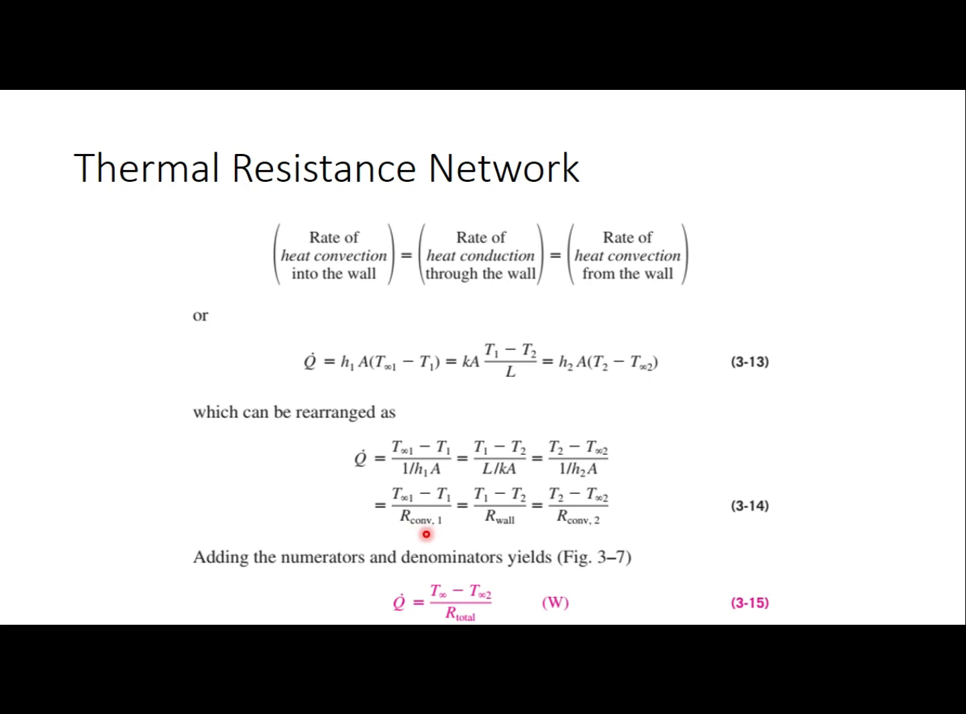So the first one is the convective resistance, second one is the wall resistance, which is also known as the conductive resistance, and the third one is also known as the convective resistance. So we can add all the resistances, and we can have a cumulative final equation that explains the temperature from T infinity 1 to T infinity 2 and the overall resistance R total, and R total is actually the sum of the convective resistance, conductive resistance and convective resistance at location 2.